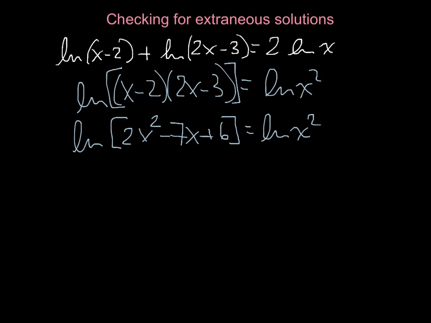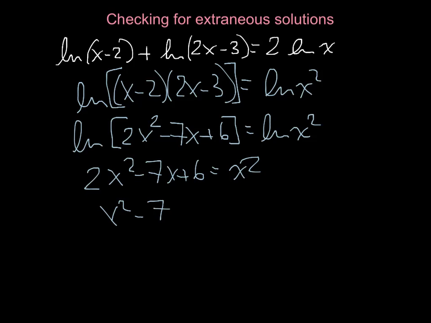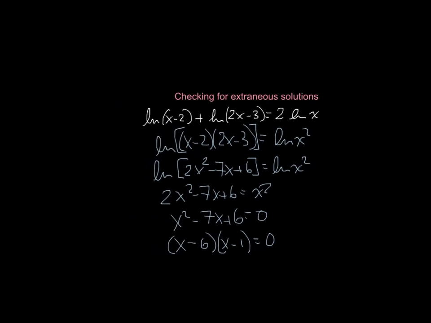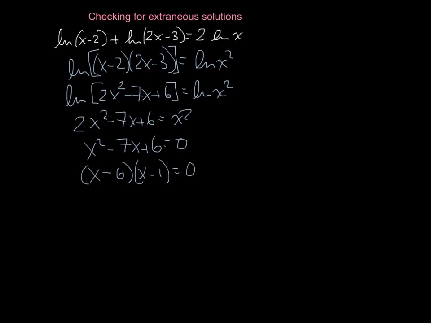Again, by the one-to-one property, 2x squared minus 7x plus 6 has to equal x squared. So x squared minus 7x plus 6 must equal 0. Factor this: (x minus 6)(x minus 1) equals 0. Then x must equal 6 or x equals 1. Normally I'm all happy, I got my answer, but I need to check them.